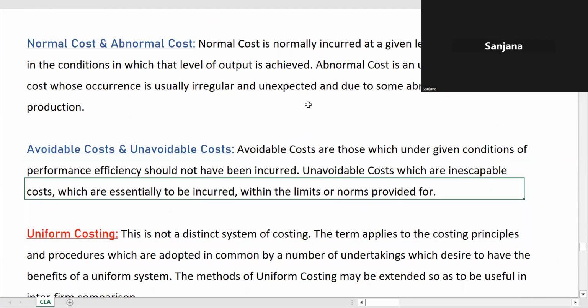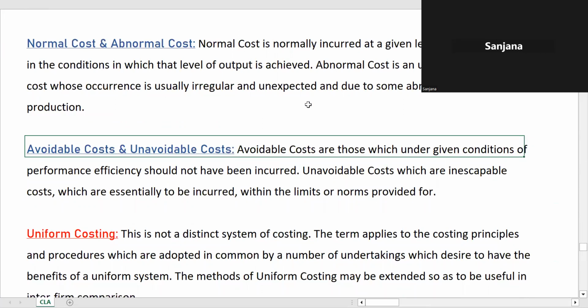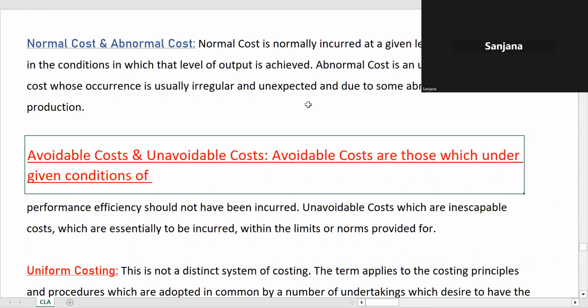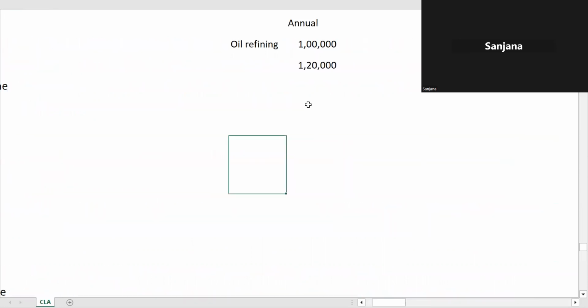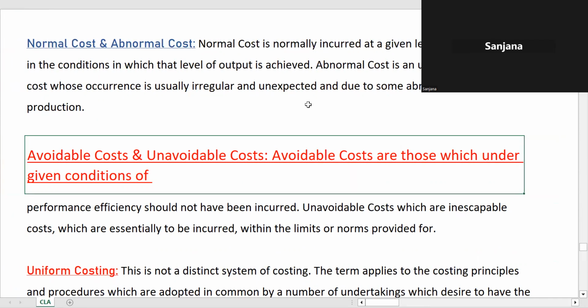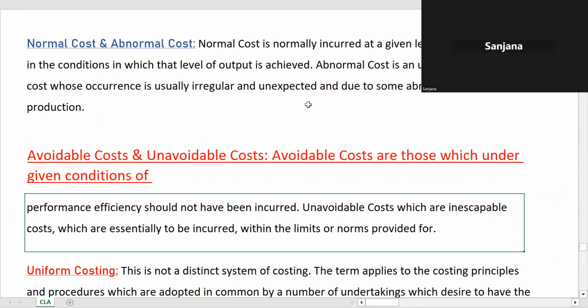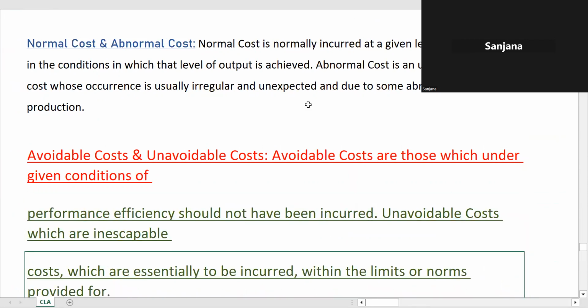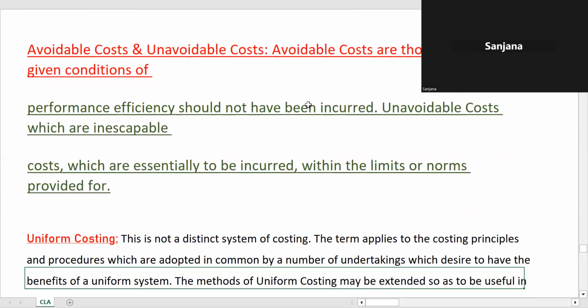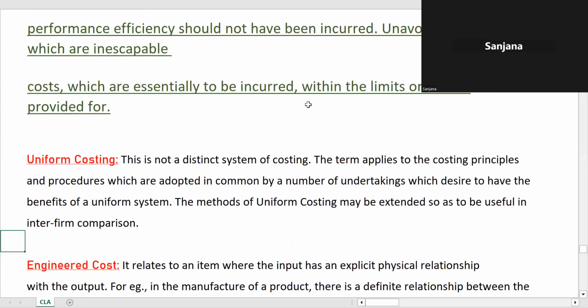Now avoidable and unavoidable cost. Avoidable is something which management could have avoided. You have the chance to take a better decision and avoid it. Unavoidable is something which you have to incur. If you want to do production, you have to buy raw materials, that is unavoidable. So unavoidable costs are inescapable, and have to be incurred for the production which you are going to do. Avoidable is what you can do something about.